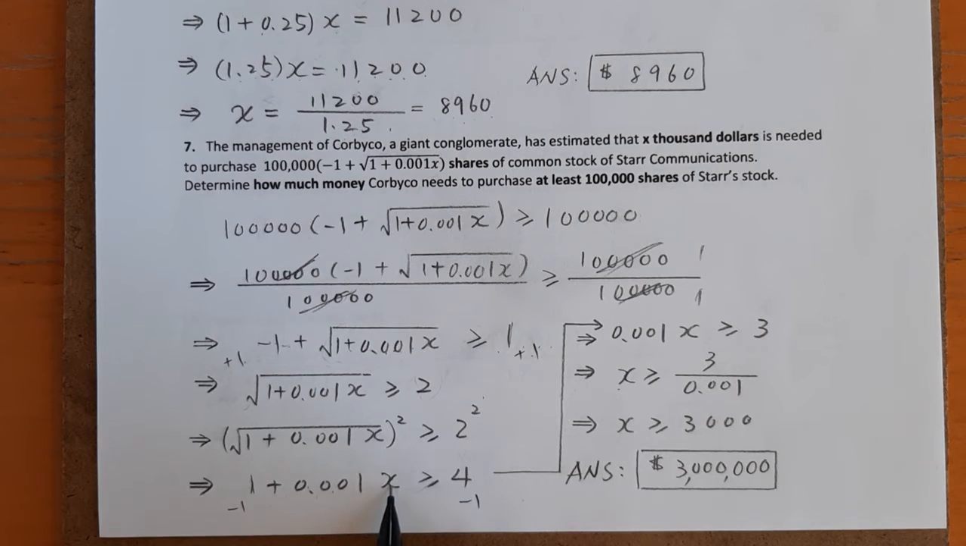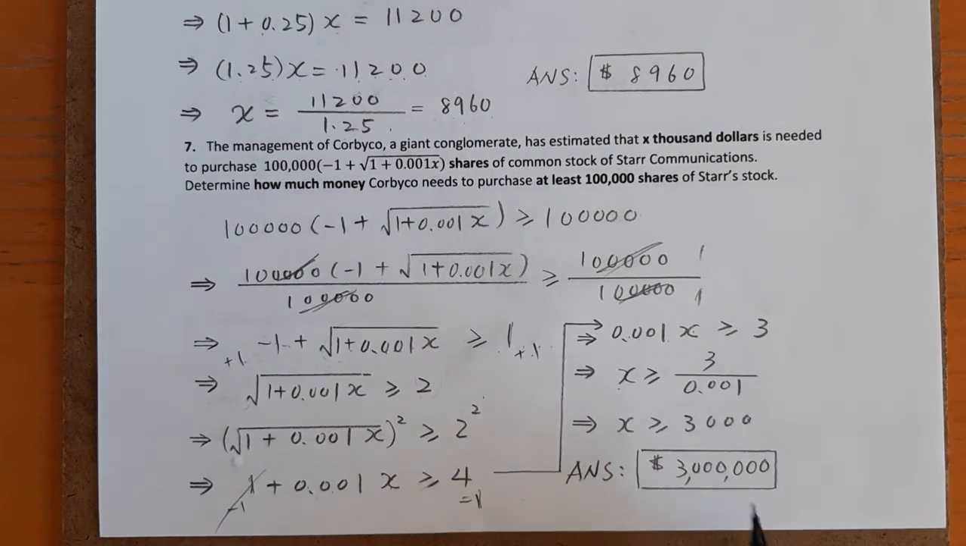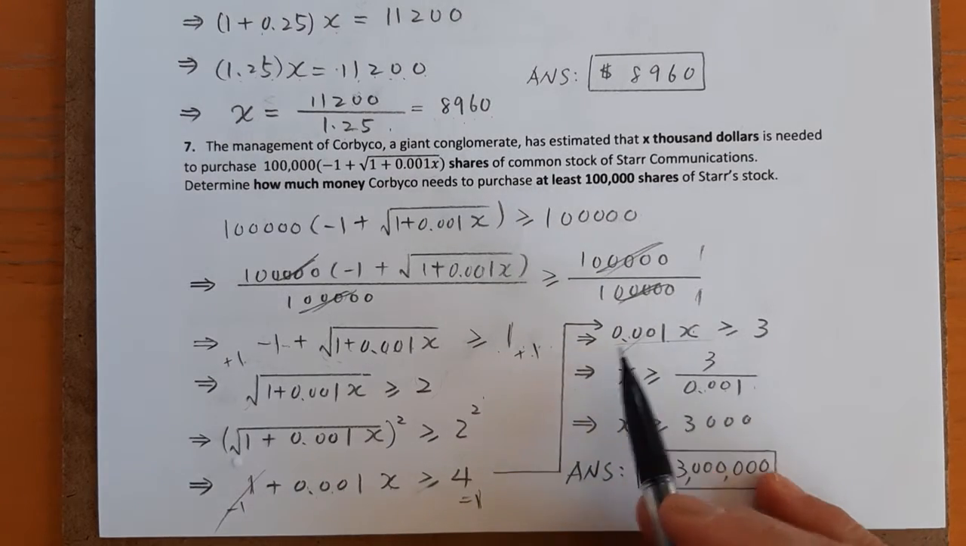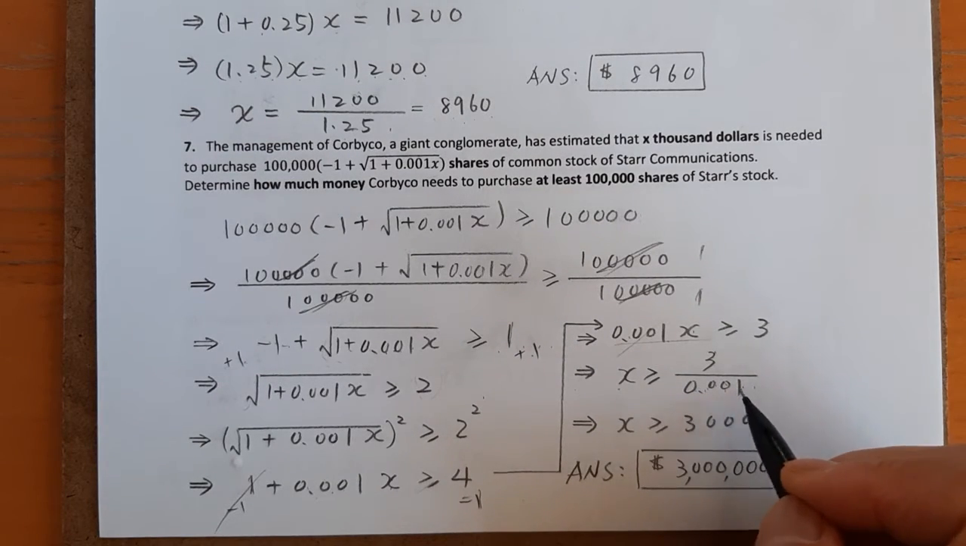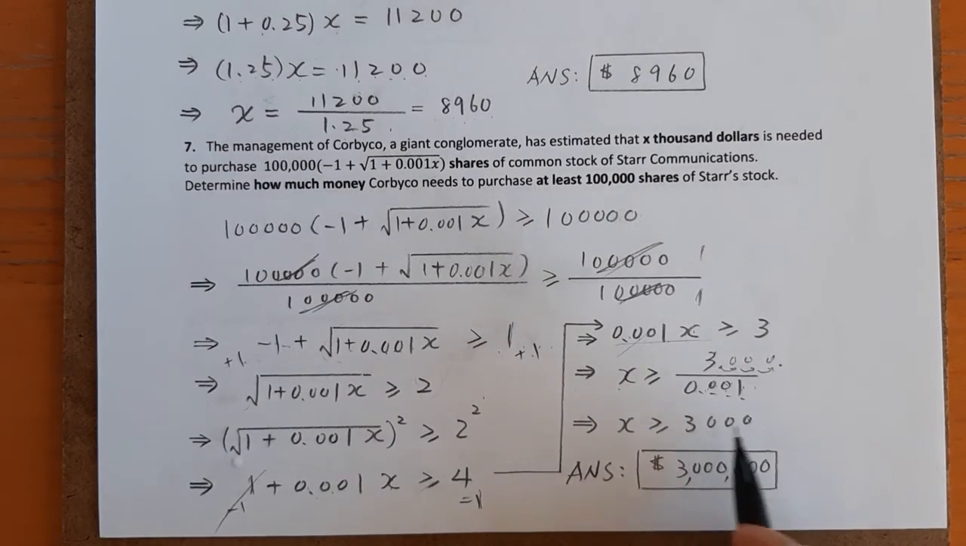Now solve for x. Here is 1, so you subtract 1 from both sides. This 1 cancels, and you get 0.001x greater than or equal to 3. Then solve for x: divide both sides by 0.001, and this cancels, giving 3 over 0.001. Since it has 3 decimal digits, the decimal point moves to the right 3 positions and you get 3,000. So x is greater than or equal to 3,000.